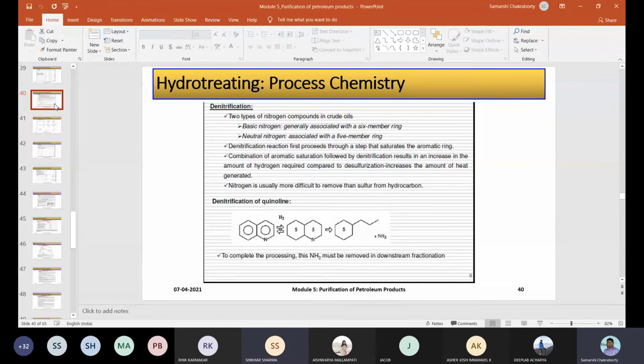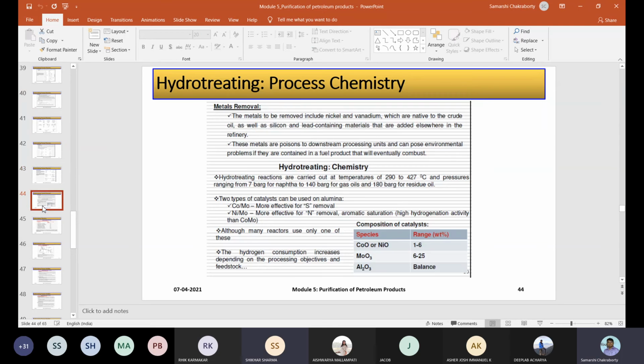So you have to choose your catalyst based on the composition or the quality of the feed. Only one process is more than sufficient to take care of all of these things. The process flow sheet remains the same, only the catalyst will change.